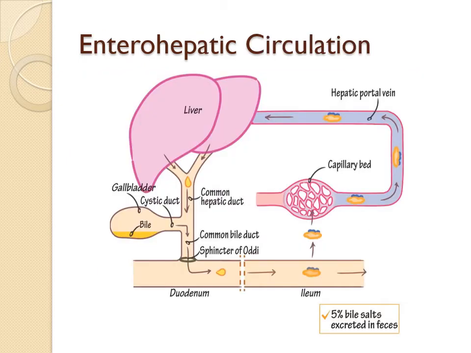In enterohepatic circulation, the bile, after it is released from the bile duct into the small intestine, will traverse the length of the small intestine to reach the terminal ileum where it is reabsorbed. So it goes into the hepatic portal vein, and from there it goes into the liver and is taken up by the hepatocytes. Now, about 5% of bile salts are actually excreted in your feces.